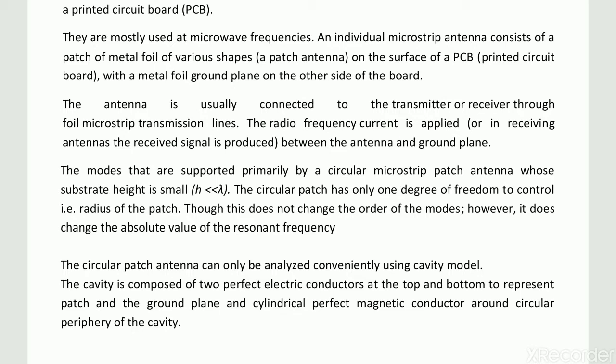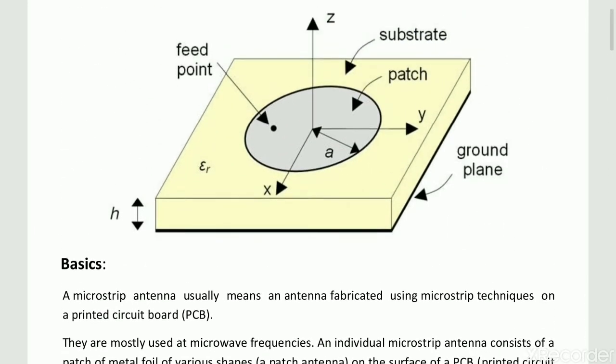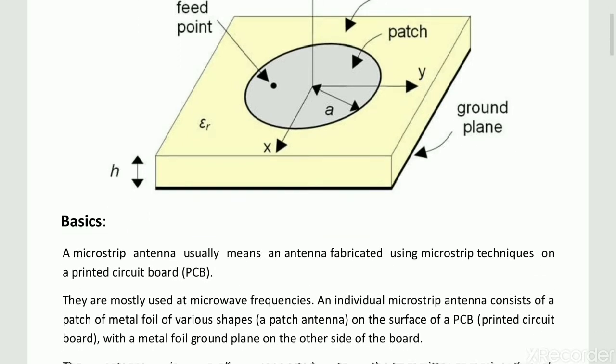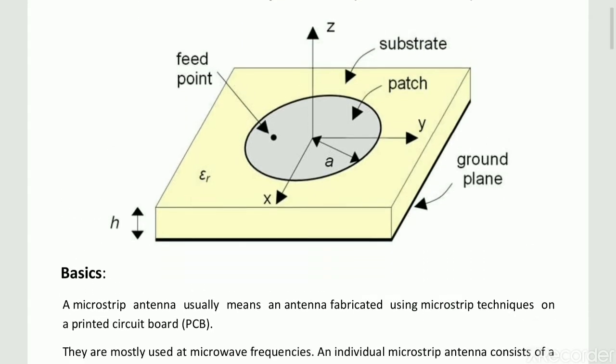The circular patch antenna can be analyzed conveniently only by using the cavity model. We have seen earlier that there are two methods of analysis for the microstrip patch antenna. The first one is the transmission line model and the second one is the cavity model. The transmission line model and the cavity model both can be used to analyze the rectangular microstrip patch antenna, but in the case of the circular microstrip patch antenna, the cavity model is popularly used. It is the more convenient method for analysis of the circular microstrip patch antenna.